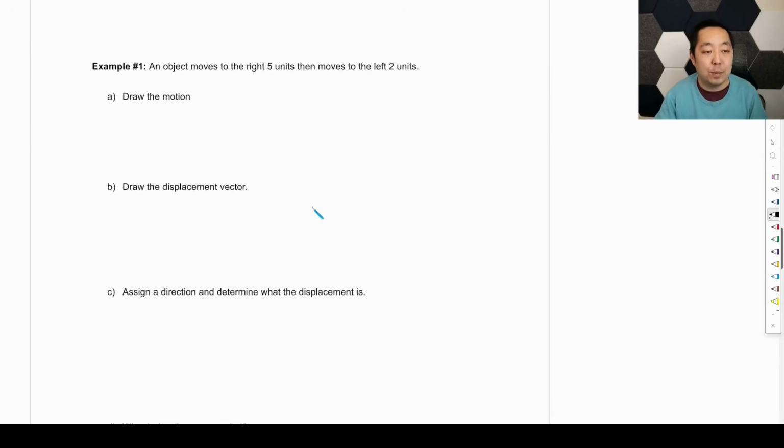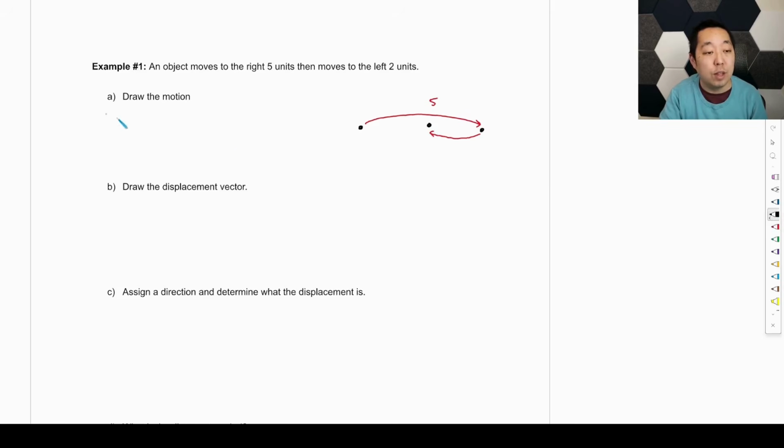So let's go through an example. We have an object that moves 5 units to the right and then moves to the left 2 units. Okay, so very simple. We just draw a dot. You don't have to draw the whole number line. The number line is that imaginary thing we just imagine. We just say, okay, it's going to go 5 units to the right. And you don't have to get the scale. You just want to get the general direction and the shape. And then it's going to move to the left 2 units, from here to there.